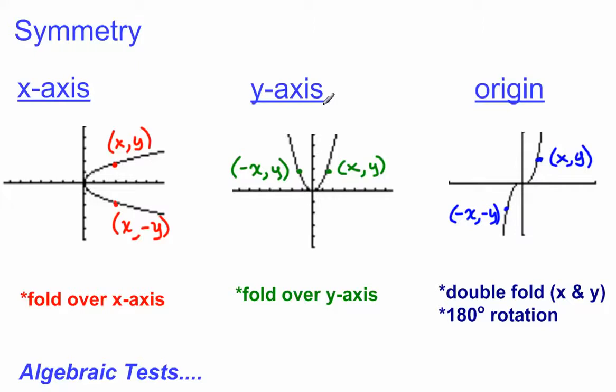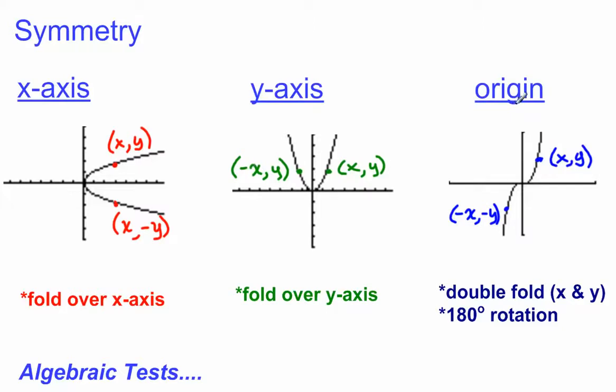Y-axis symmetry is similar, except it means we could fold along the y-axis and have our picture line up. So my point (x, y) is going to have a matching point. It's the same y horizontal level, but we're over at negative x instead.